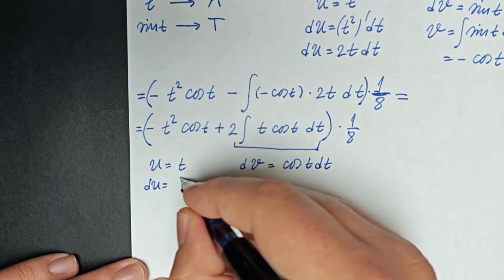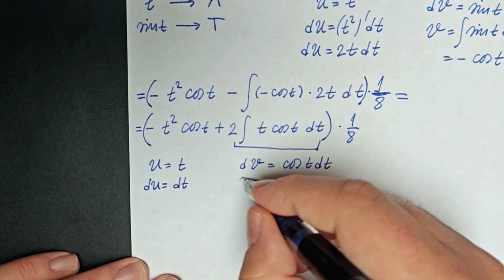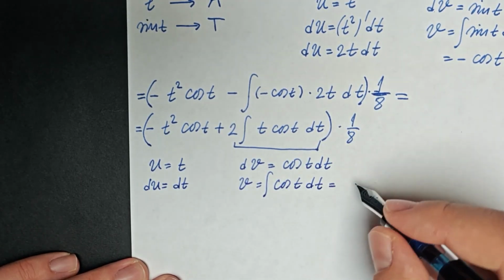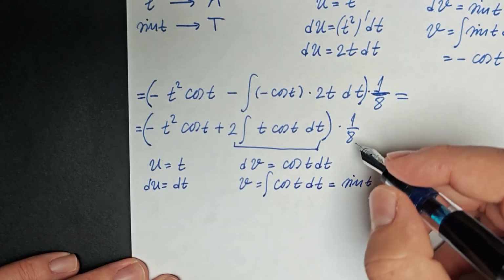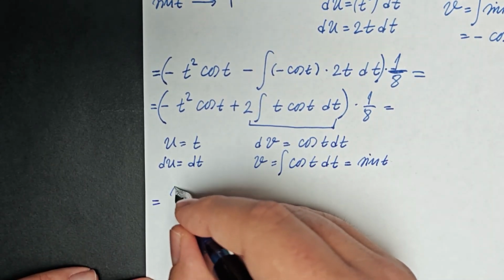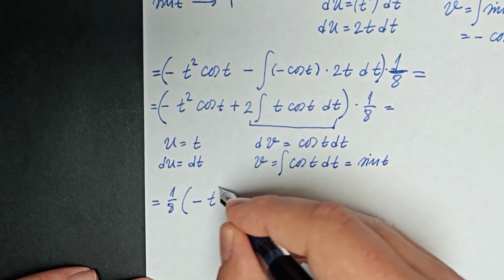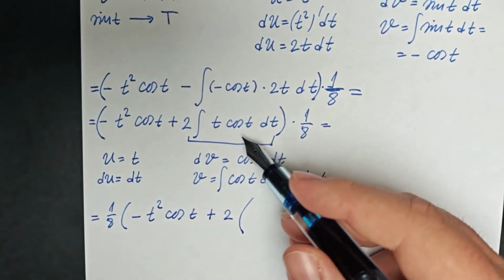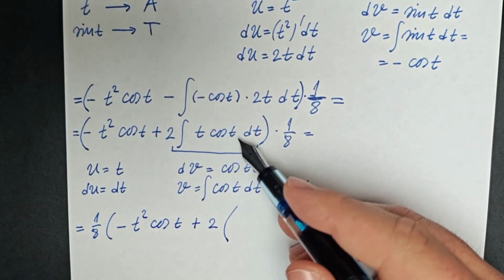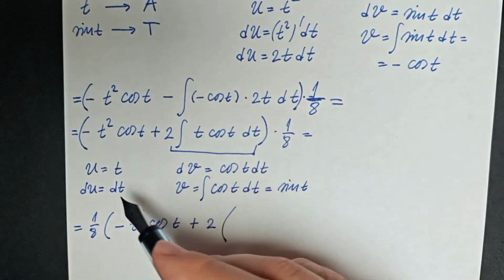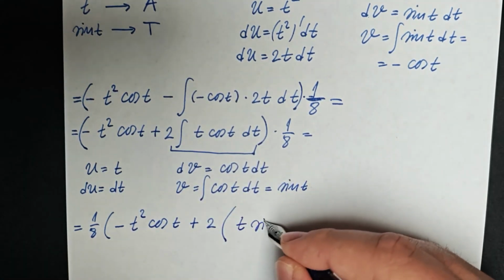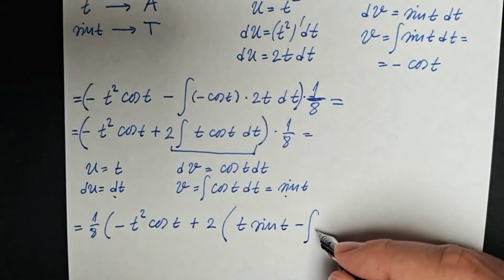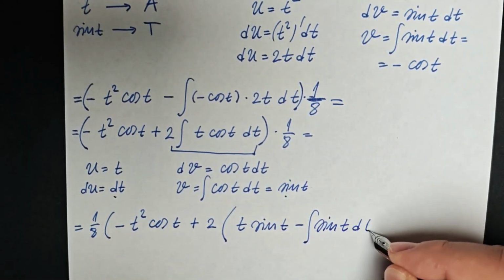Differential of u is going to be differential of t, and v is going to be an integral of cosine t dt, which is just sine of t. So this integral is equal to 1 over 8 minus t squared cosine of t plus 2. And now we have that formula: uv minus the integral of v du. uv is t sine of t, and minus the integral of v du is sine t dt.